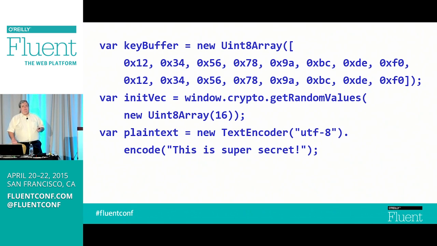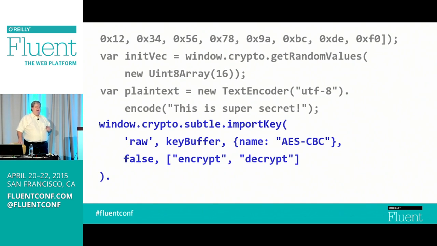Time to use the API itself. Before I can encrypt, I need to get a crypto key. So I'm going to use the import key method. I'm going to give it that key buffer, the actual bits that make up the key, and I'm going to tell it what algorithm I want the key to be used for in the future, and I want to tell it what operations I want to perform with the key, which in this case are encrypting and decrypting.